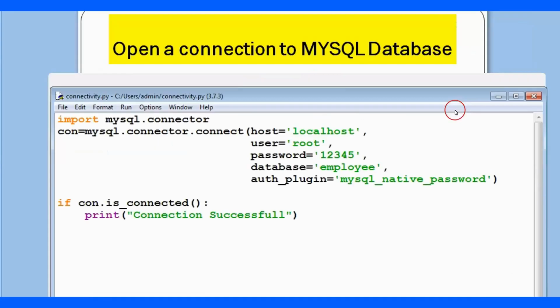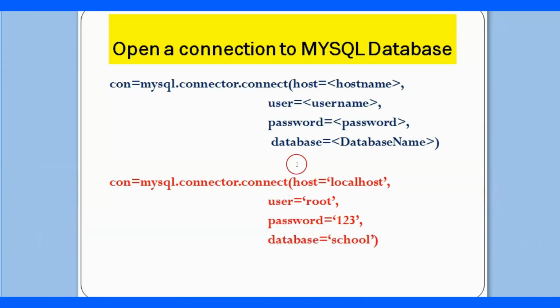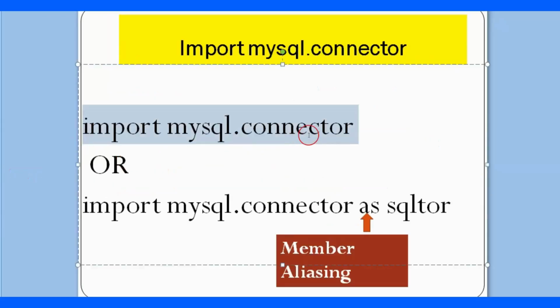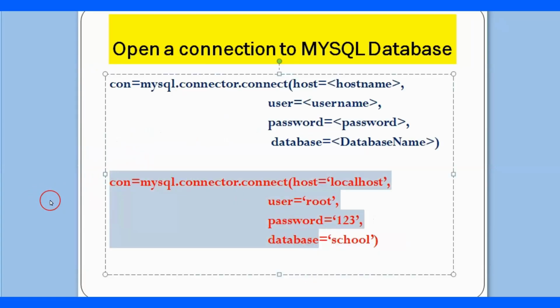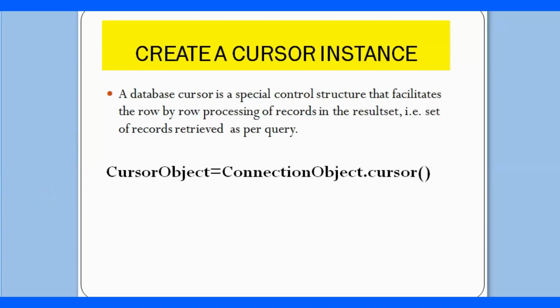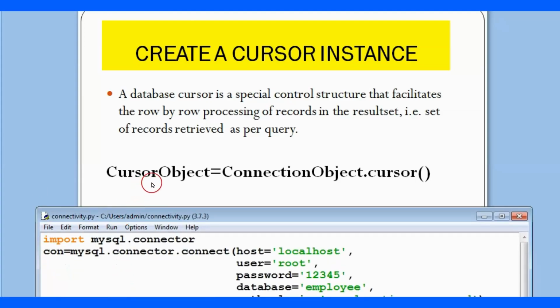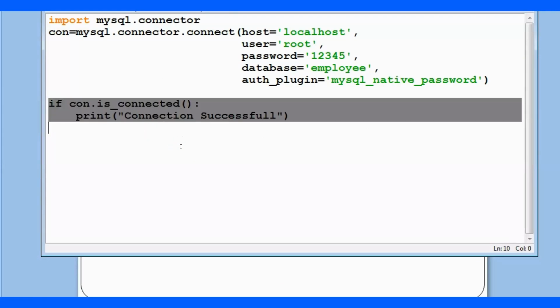So now we are in this part. In this slide, what I have taught you is import mysql.connector, then use the connect function by using the connection object con, and then the cursor instance. The next step is to create the cursor instance. For that you should type cursor object is equal to connection object dot cursor. Okay, I'm going to take this out. Now it is not needed, so I'm taking it out.